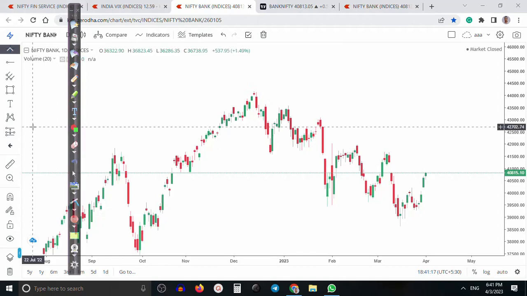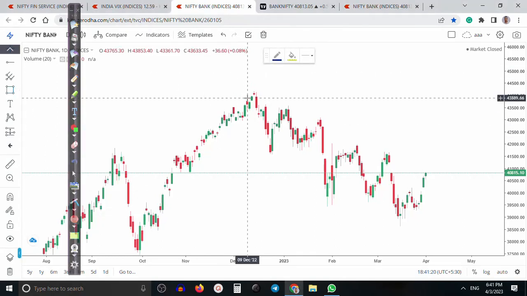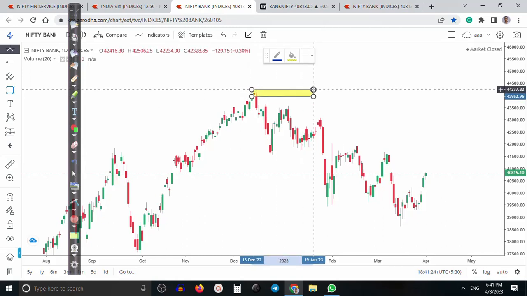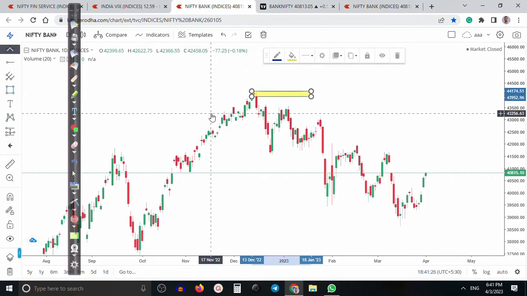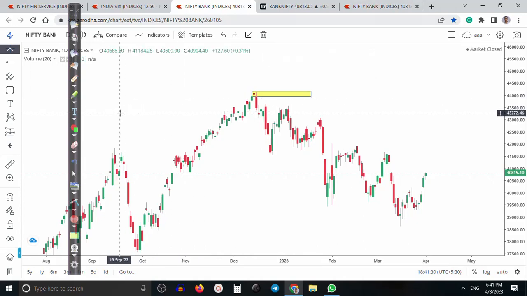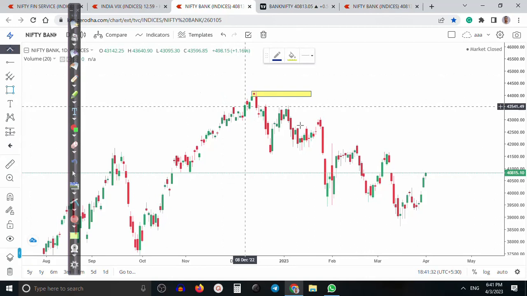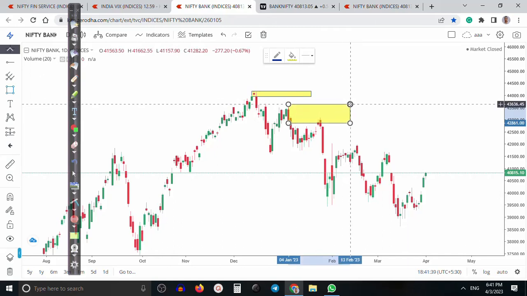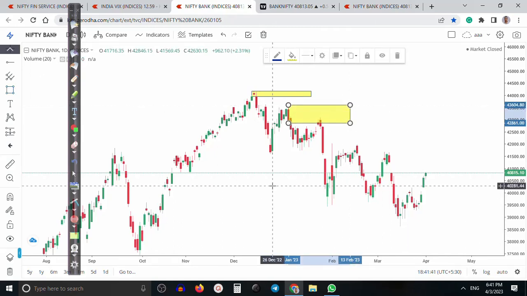So let me draw first. This is a small candle forming a pin bar. Have you seen? So I connected. This is called a supply zone. First, let me identify the supply zone. Next, where is the supply zone? This is the red candle. Have you seen? You just use the lower point and the higher point and draw like that. This is called a supply zone.